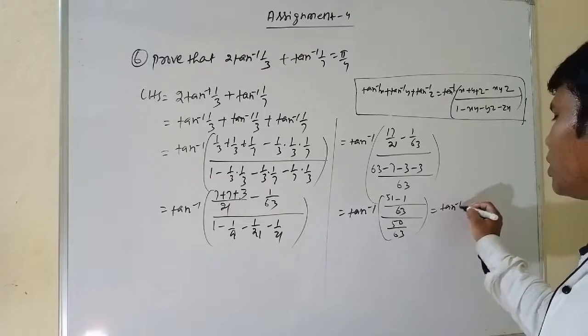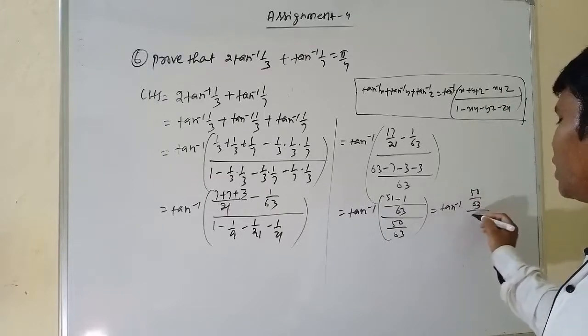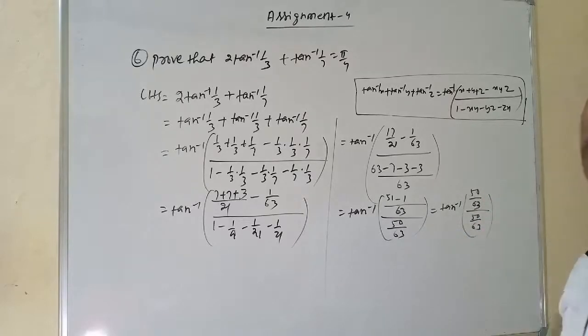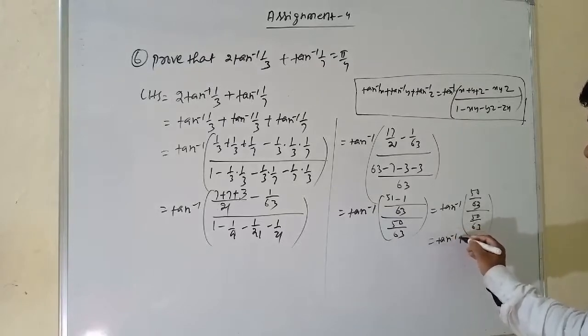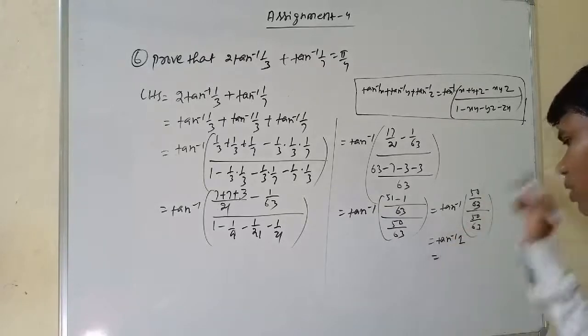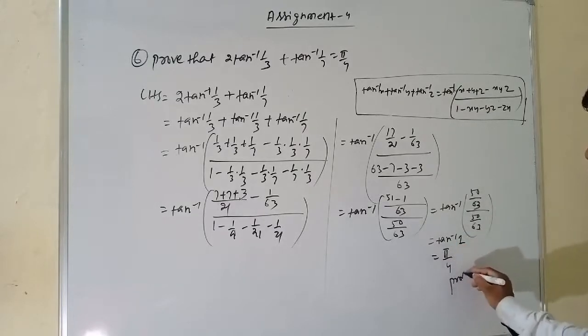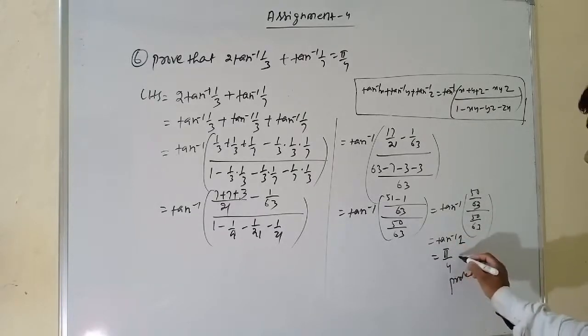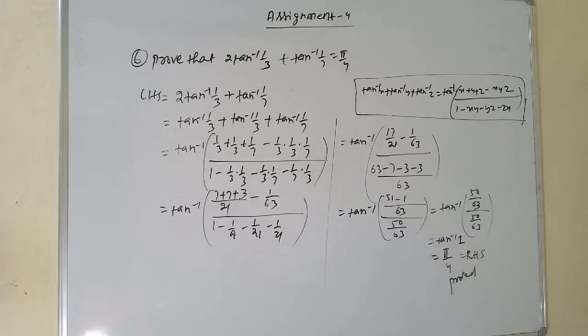Is equal to tan inverse 50 by 63 divided by 50 by 63; the 50 by 63 cancel out. Is equal to tan inverse 1, which is equal to pi by 4. Proved. Is equal to RHS. Okay, pause the video, note it down.